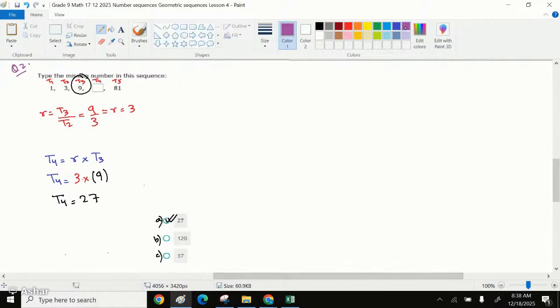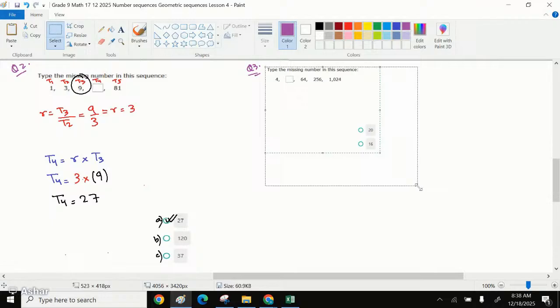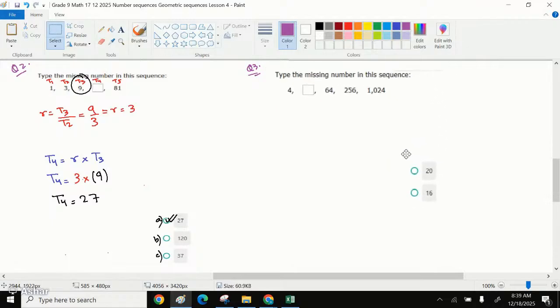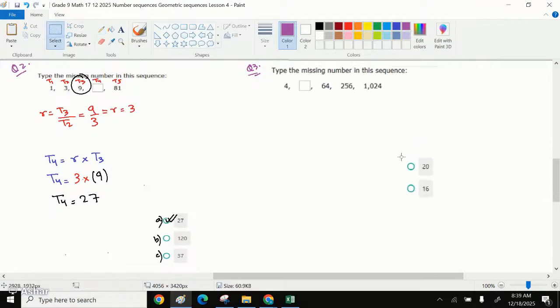For question number 3, it says, if these are given to us, we need to find the missing number. And they have given us two options, option A or option B. Okay. I'll give you some time to do this, then I'll start, and then at the end we'll compare our answers, okay? Meanwhile, I'll just read the question for you. Type the missing numbers in the sequence.